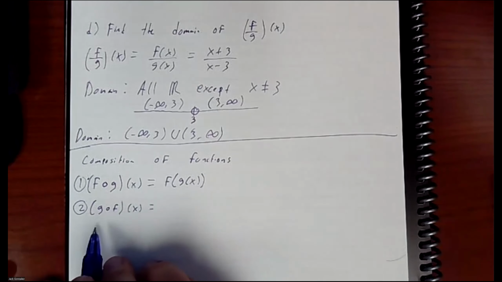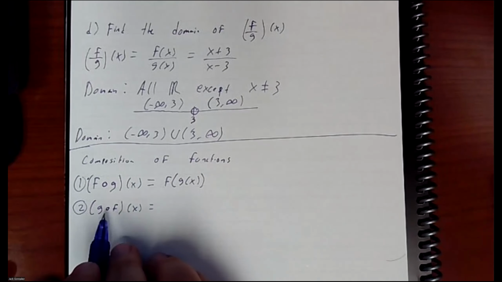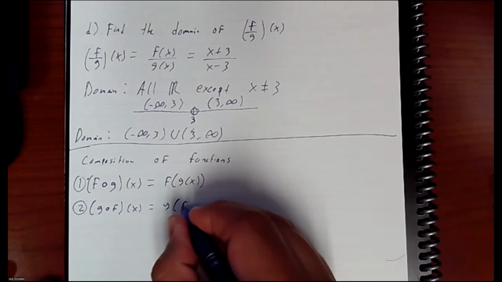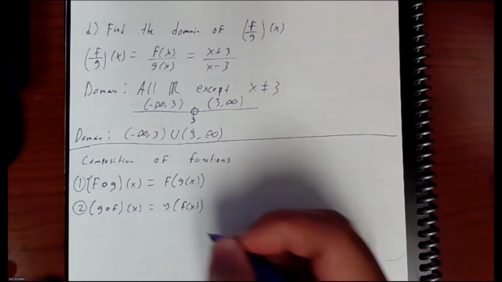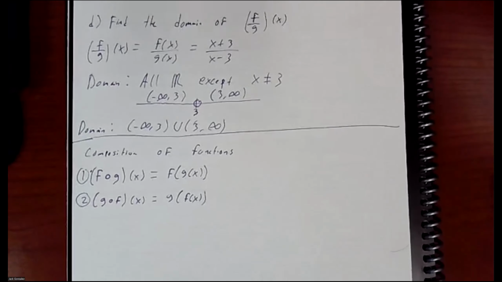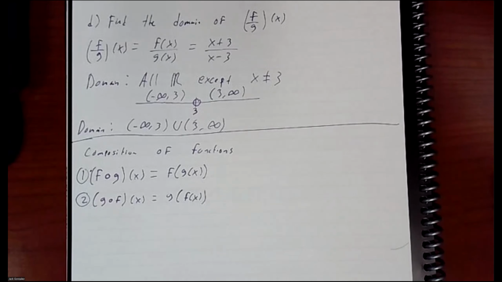And if you have it written the other way around, g of f of x, you're inputting the f function inside the g. So finding that is not too bad. The hard part is finding the domain.